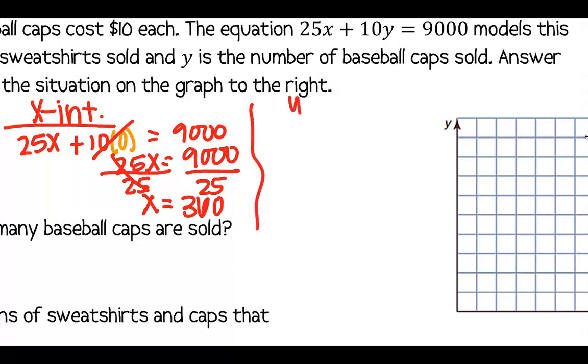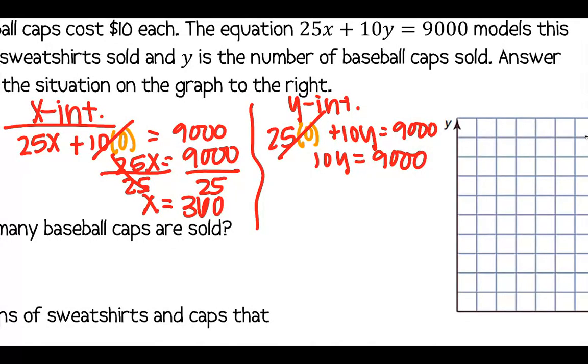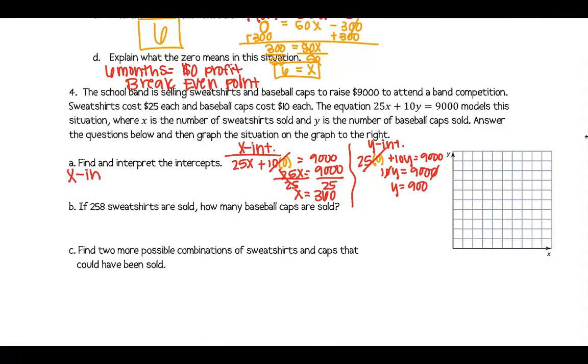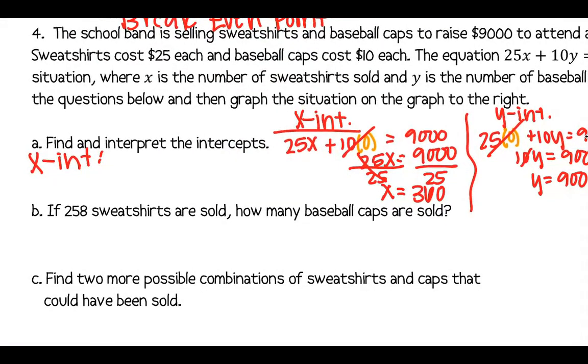Y-intercept, this time I'm plugging in 0 for x and solving for y. That goes away, I'm left with 10y equals 9,000. I can just cross zeros out, so now I'm left with y equals 900. So the x-intercept was (360, 0) and the y-intercept was (0, 900).